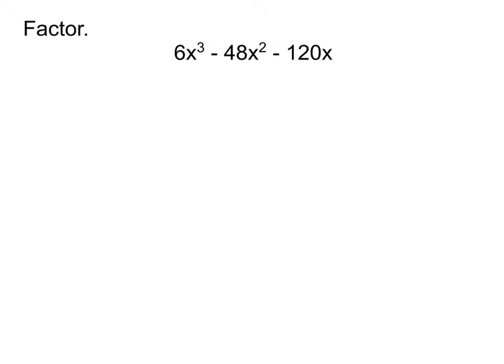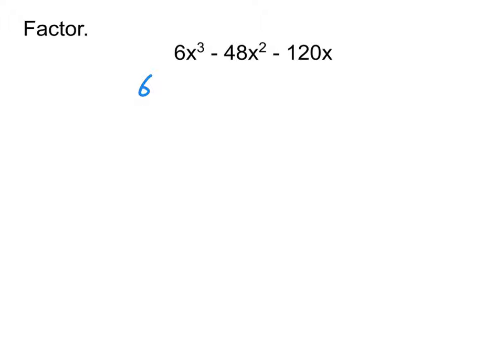Alright, so we're starting today with factoring practice. And again, we start this one by looking to see if I can divide every single term by the same thing. And in this case, yes, we can. So into the 6, the 48, and the 120, they are in fact all divisible by 6. So I'm going to divide out 6 from all of them.